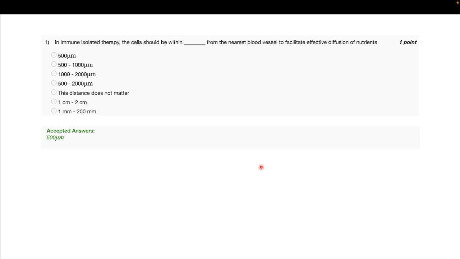So I hope this explanation is clear for this particular question. If there are any doubts, you can ask me right now or at the end of the assignment and we can go over it again. If not, then I'll move on to the next question.